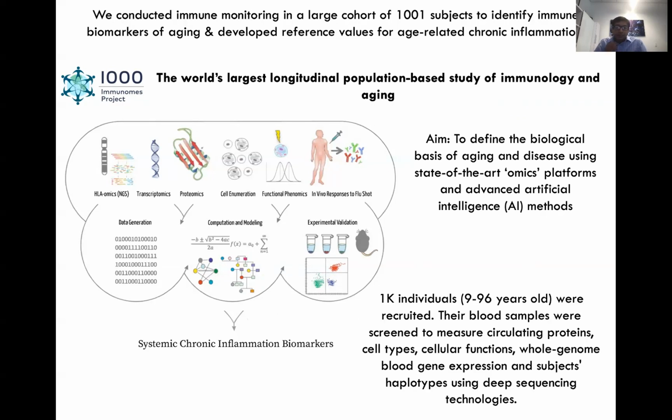And for that, as I mentioned, about 1,000 individuals aged between 9 and 96 years old were recruited, and their blood samples were collected to look at these circulating proteins, to look at their different cellular functions, and then identify, using machine learning, what could be the potential contributors towards this aging.